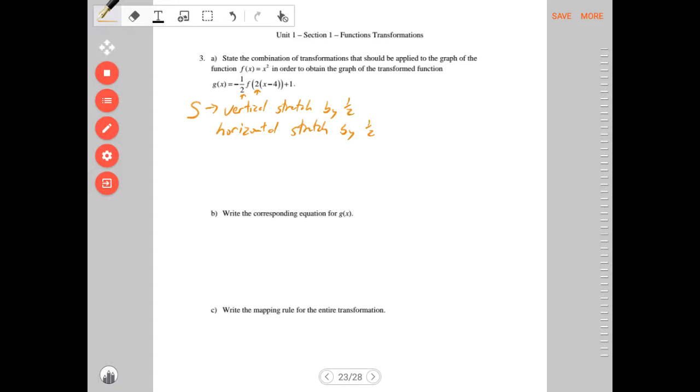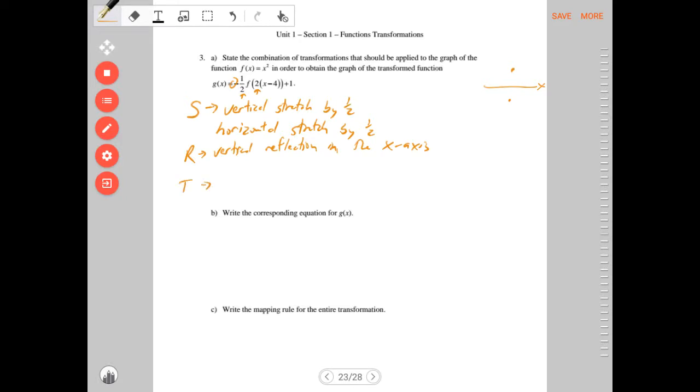Now we do reflections. Oh, that's the negative there. So that's the negative on the y, so that's a vertical reflection. Vertical reflections, remember, are here to down there, so that's over the x-axis. So we have a vertical reflection in the x-axis. Great. And then we do the translations.